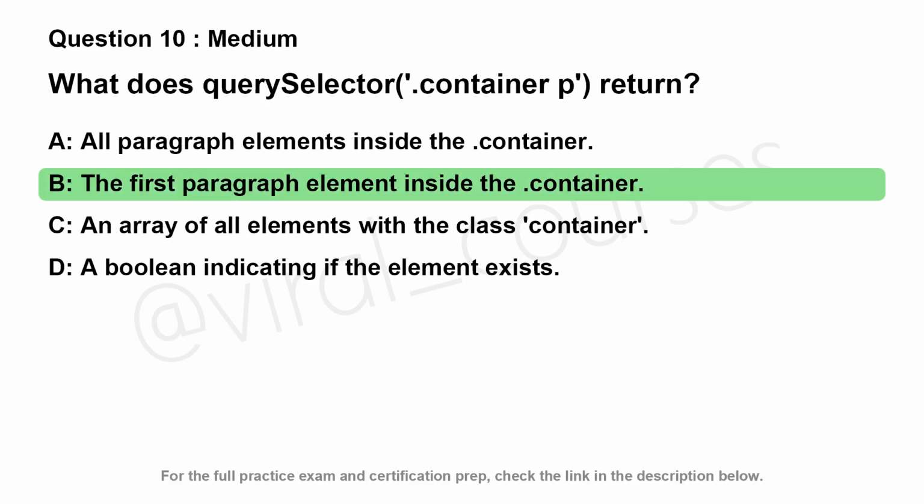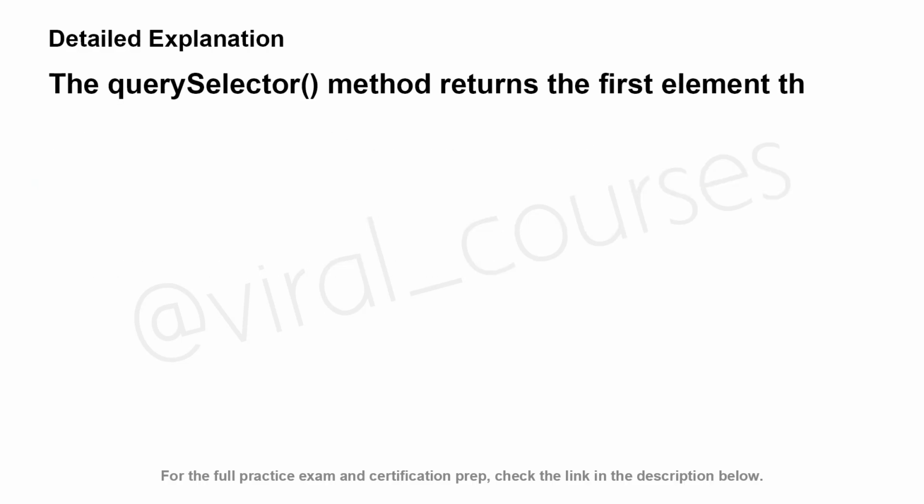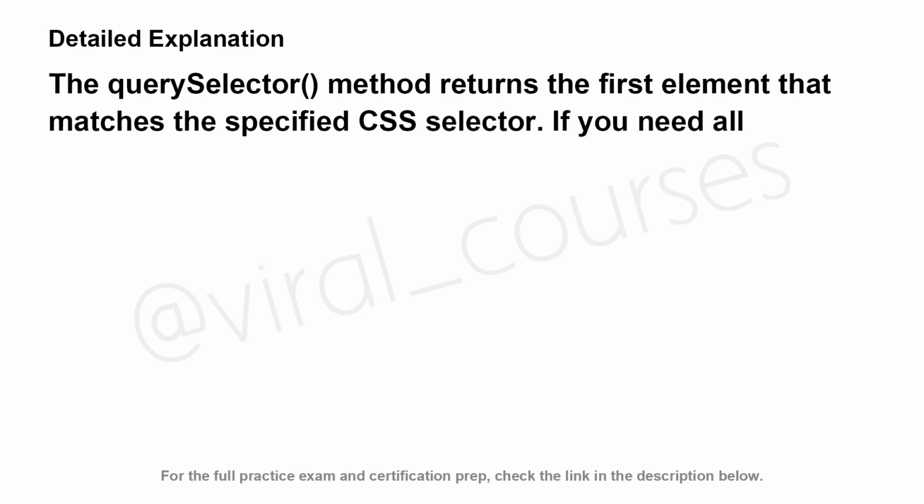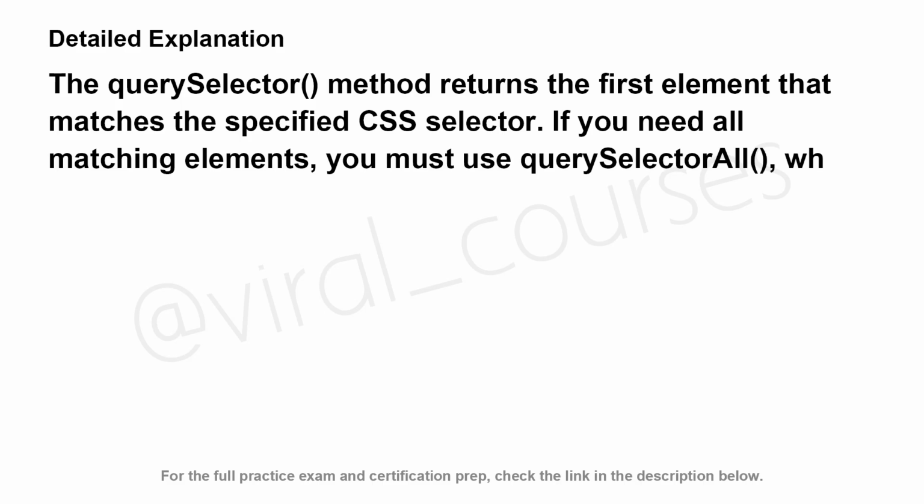The correct answer is B. The querySelector method returns the first element that matches the specified CSS selector. If you need all matching elements, you must use querySelectorAll, which returns a static NodeList.